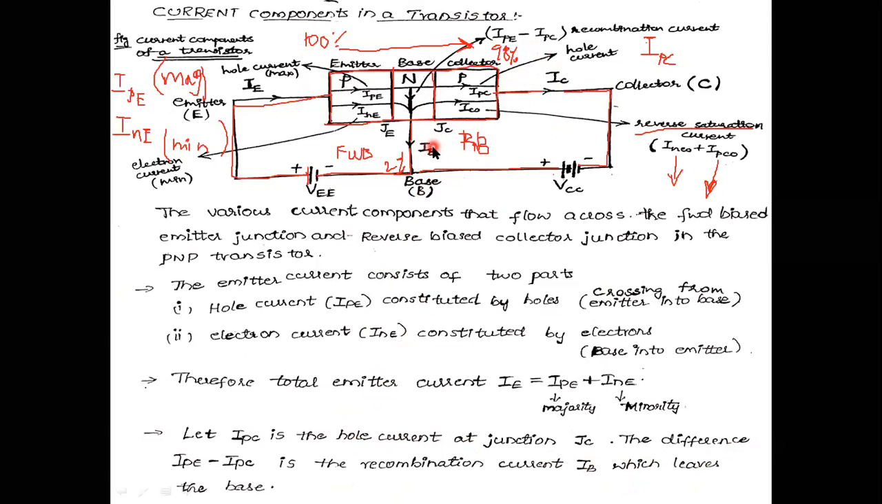Now, applying KCL, Kirchhoff's current law, at one node, the currents entering the node I am going to take as positive, and the currents leaving the node as negative. Here the entering current is IE, and the leaving currents are both the base current as well as the collector current. Therefore IE minus IB minus IC is equal to 0. Therefore IE is equal to IB plus IC. From KCL I can give this relation between the emitter current, base current, and collector current.